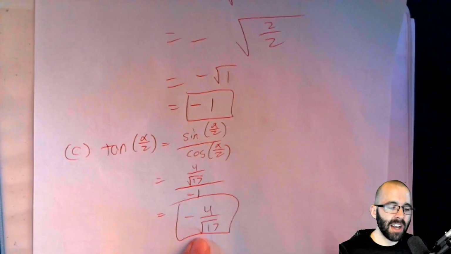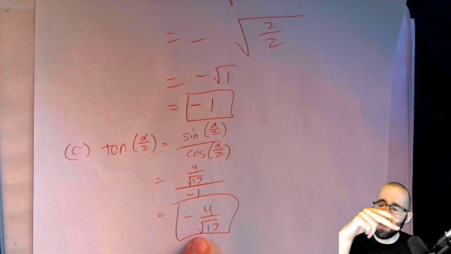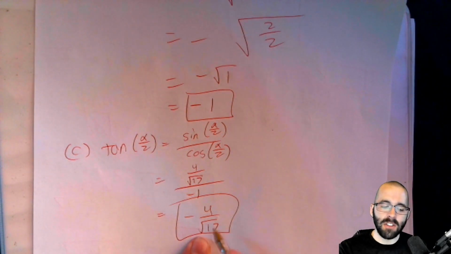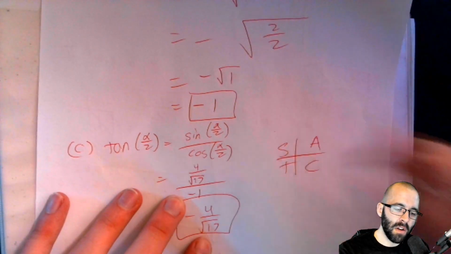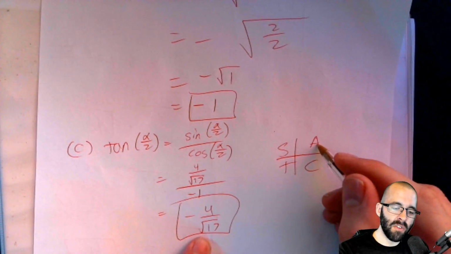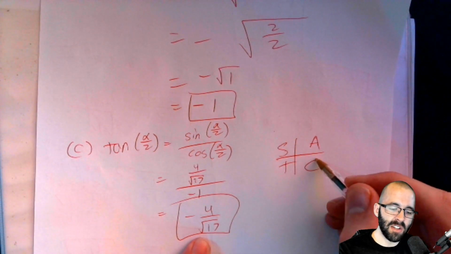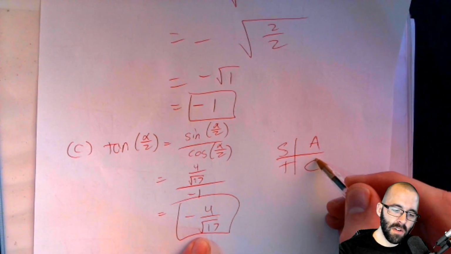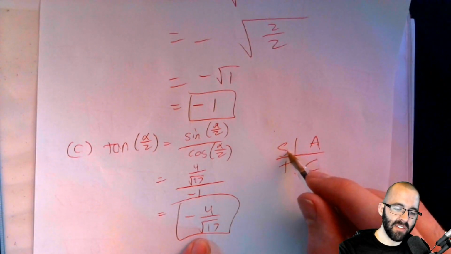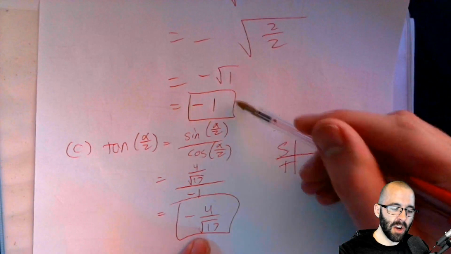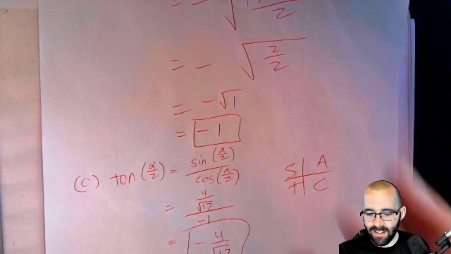Super quick. And mental check. Alpha over 2 is in the second quadrant here. So tangent should be negative in the second quadrant. Remember, all things are positive in the first. Sine's positive in the second. Tangent's positive in the third. Cosine's positive in the fourth. So that means sine should be the only thing that's positive in the second quadrant. And that's why cosine and tangent are negative here. Great.